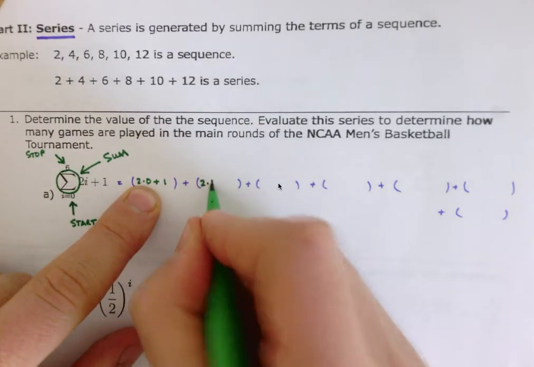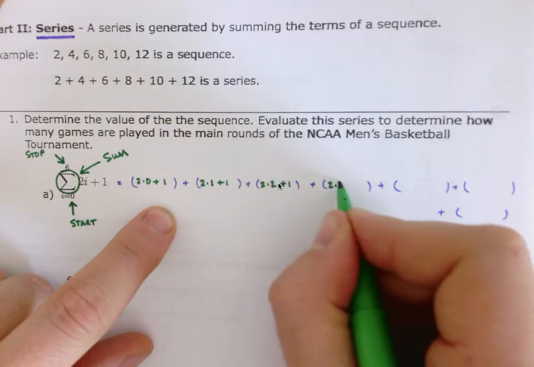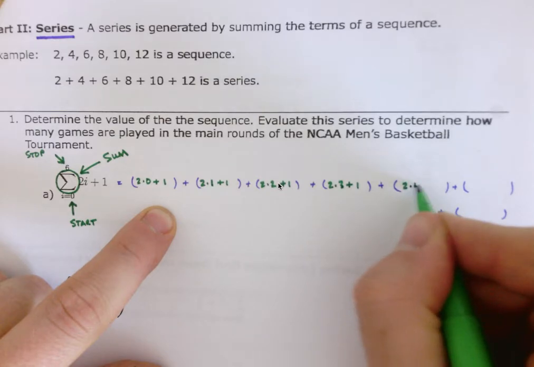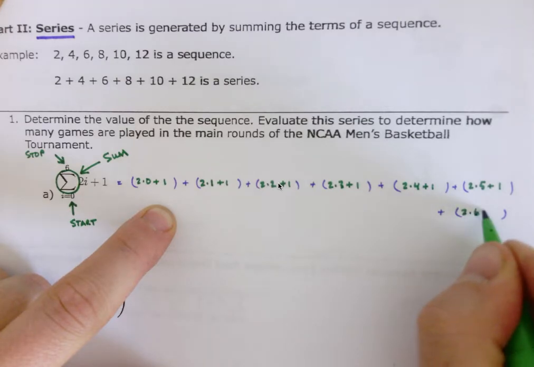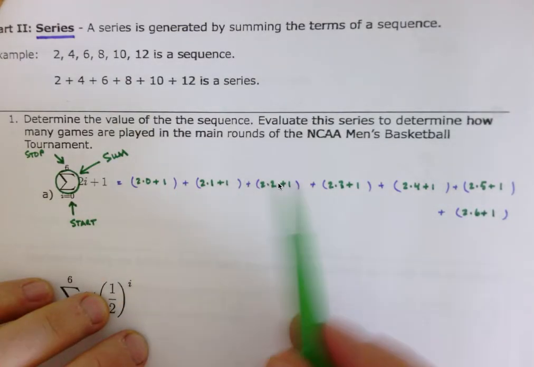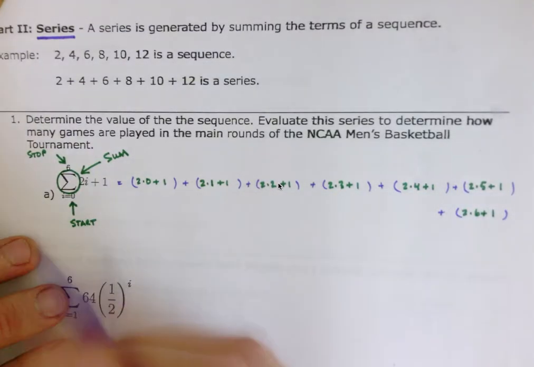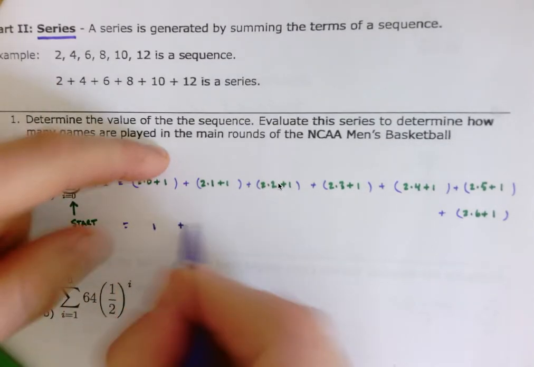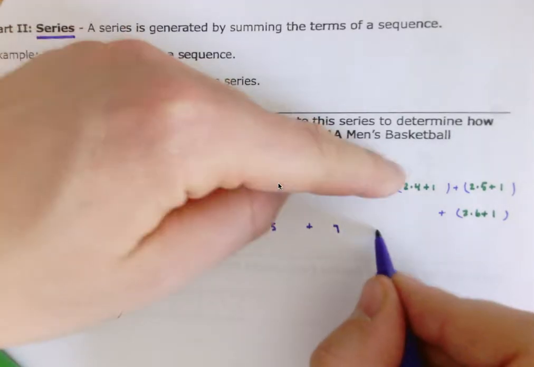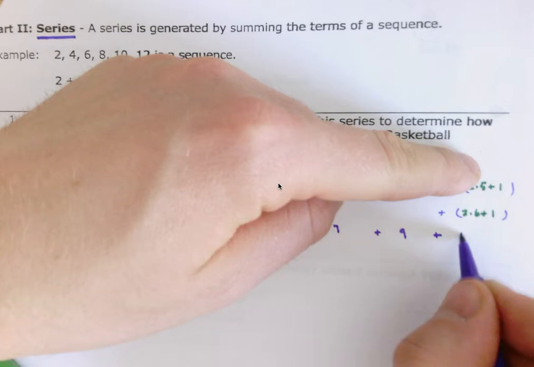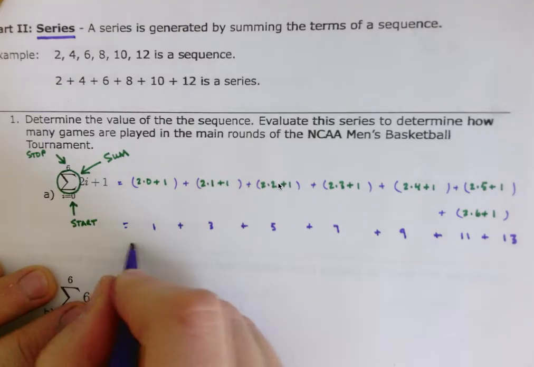That would look like this. 0, 1, 2, 3, 4, 5, and 6. So we're looking for the sum of these 1, 2, 3, 4, 5, 6, 7 values, which would be 1 plus 3 plus 5 plus 7 plus 9 plus 11 plus 13, which adds up to 49.